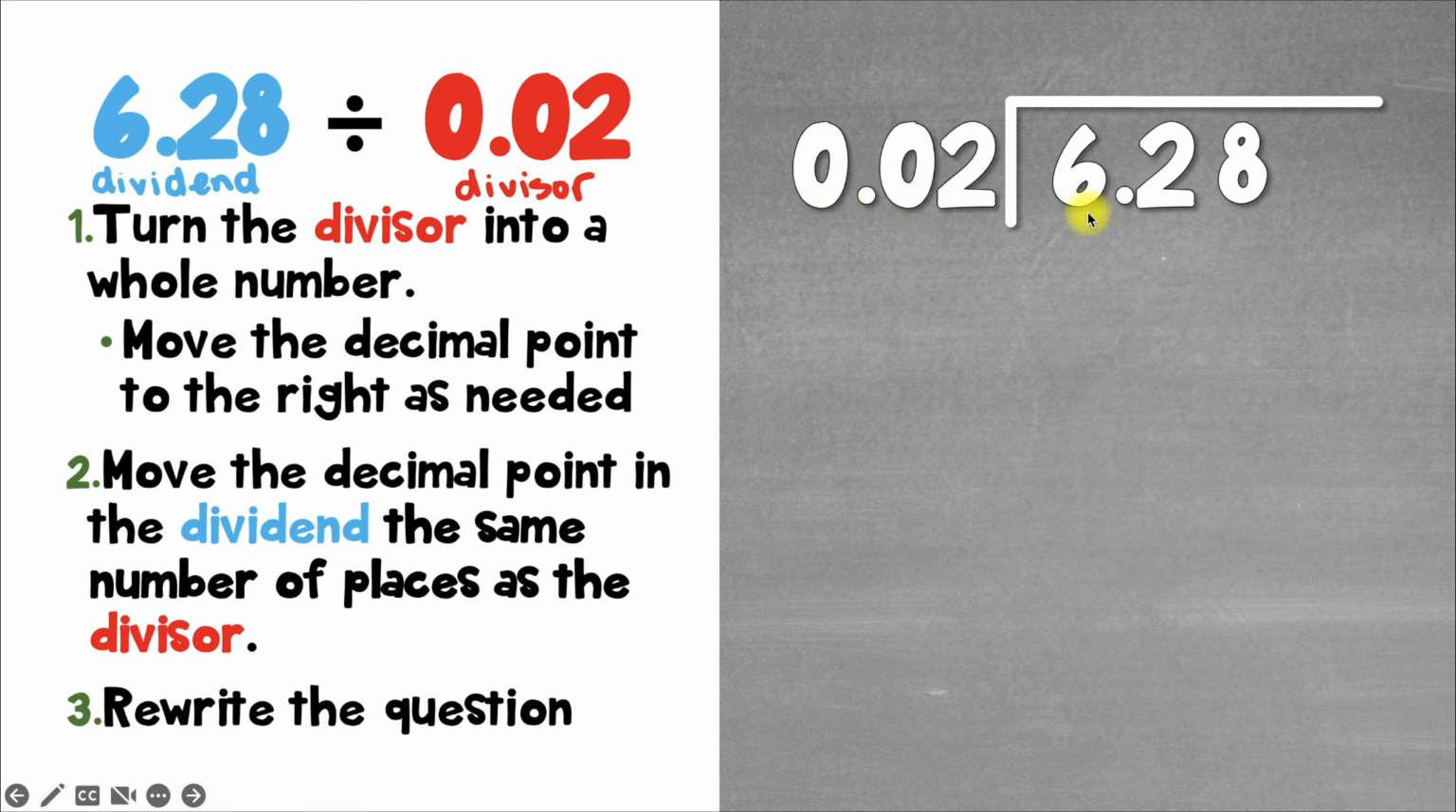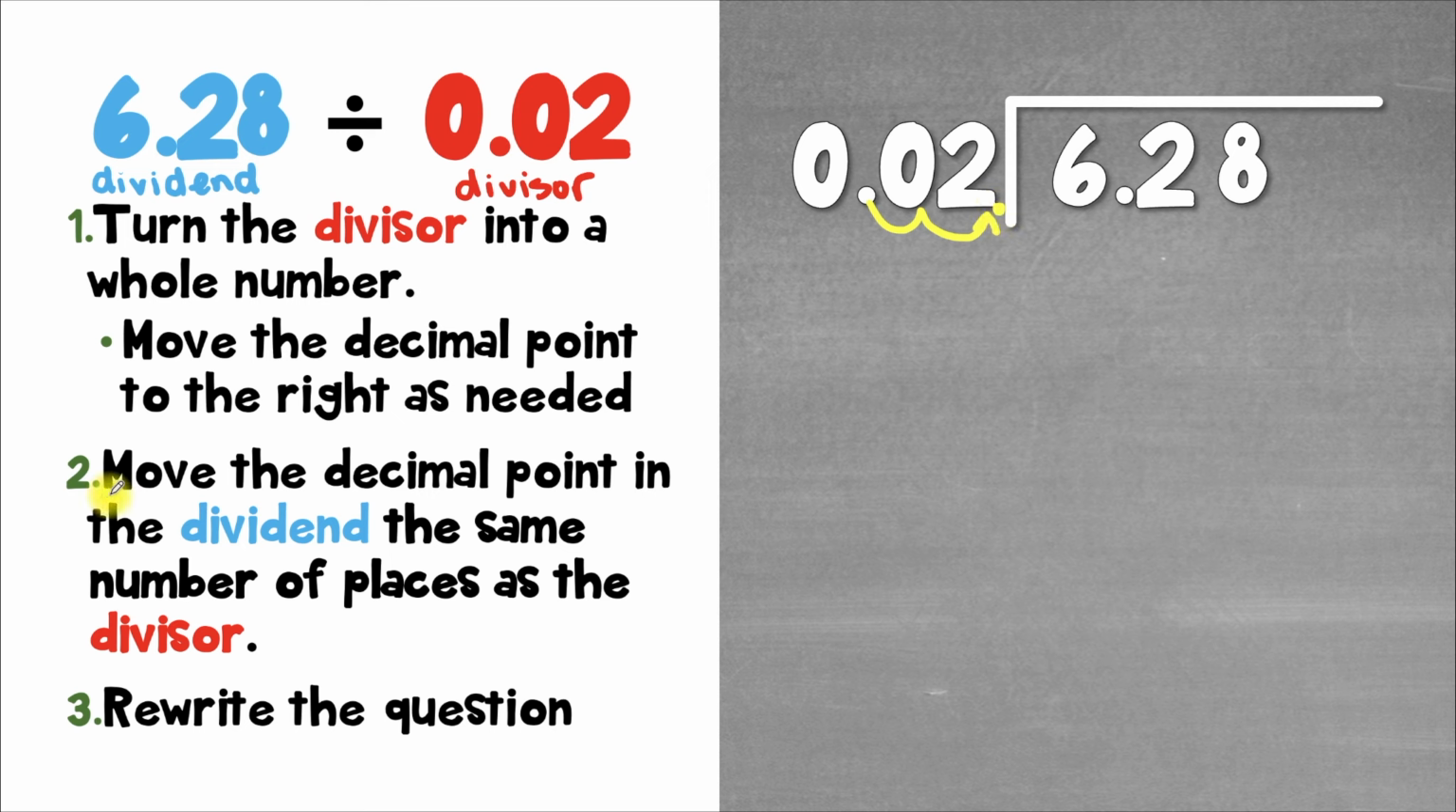Now that I've got this set up, I can go and follow each of these 3 steps. Step number 1, turn the divisor into a whole number. But how do we do that? Well, we've got to move the decimal point to the right as needed. So I don't want this to be 0.02, I just want this to be 2. So how many places will I have to move my decimal point in order for that to happen? To get the decimal point from here to the end of the number, which is here, we'd have to move it 2 places. So now our decimal point is going to be here.